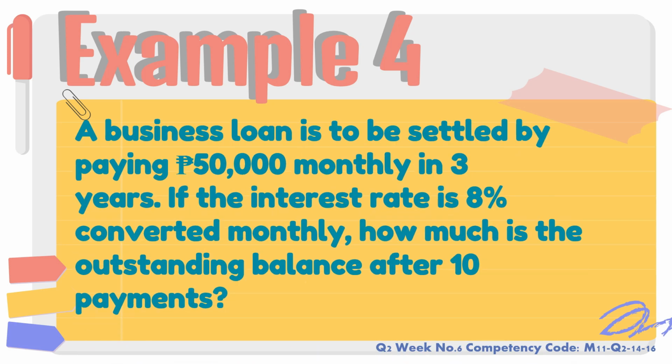A business loan is to be settled by paying 50,000 pesos monthly in 3 years. If the interest rate is 8% converted monthly, how much is the outstanding balance after 10 payments? We're going to find B sub K after 10 payments.